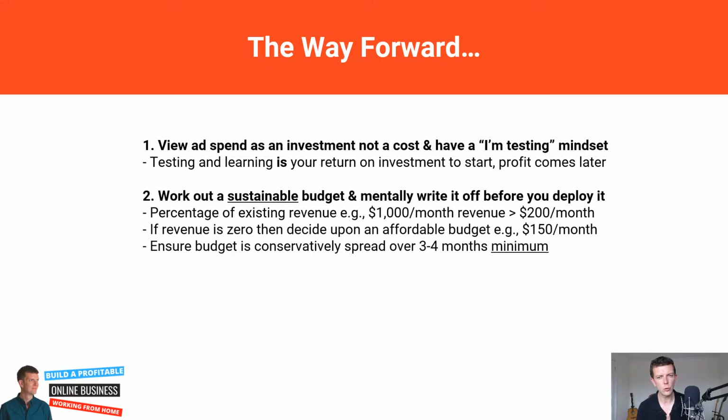But here's the crucial thing: ensure the budget is conservatively spread over 3 to 4 months. Absolute minimum, rock bottom minimum. I would probably say 6 months. So what that means is, here's what would be good, right? Is to do $5 a day for 4 months, and that would be $600. Okay, so if you decide, these are quite conservative numbers, of course, but everyone's budget is different.